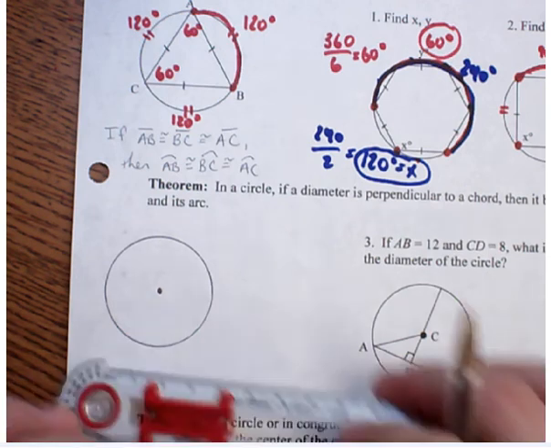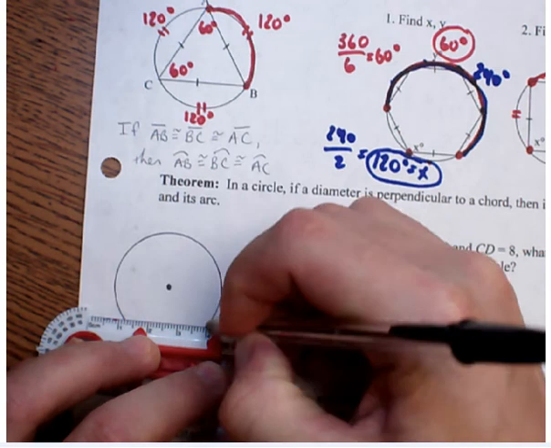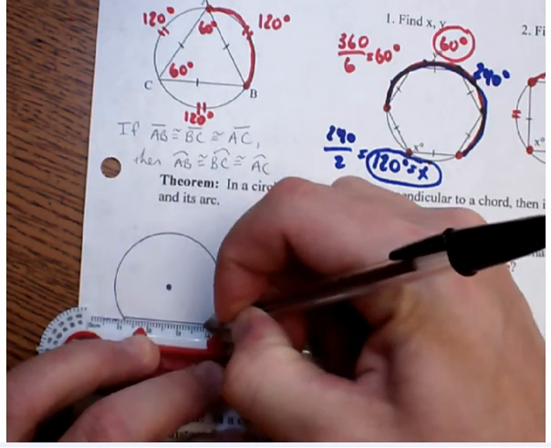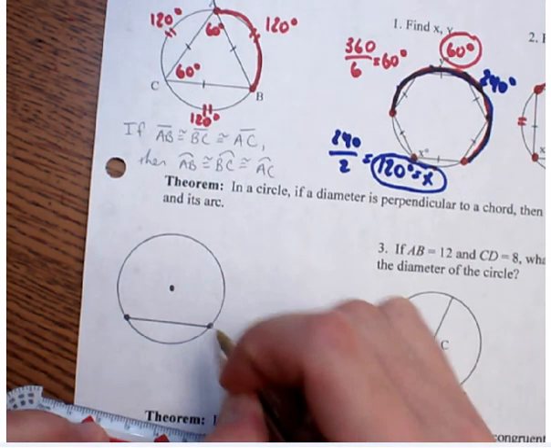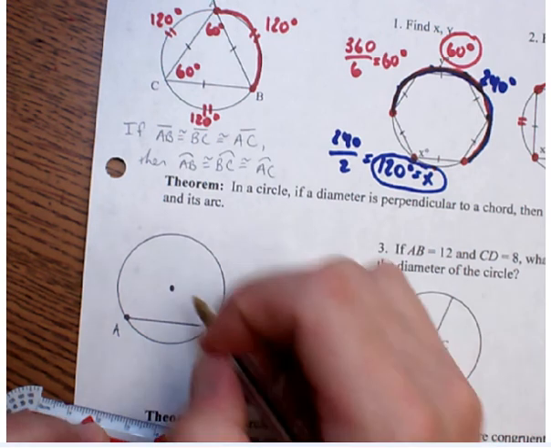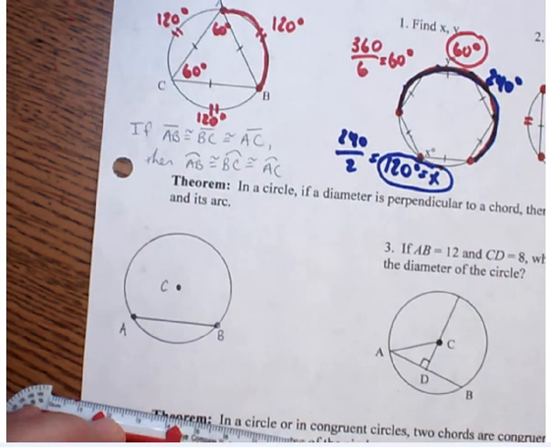Now what we're going to do here, let's draw a chord. So a chord is just a segment in a circle where both of the endpoints are on the circle. So let's call that chord AB. And then let's call this point here, the center, C. So this is the circle with the center at C.